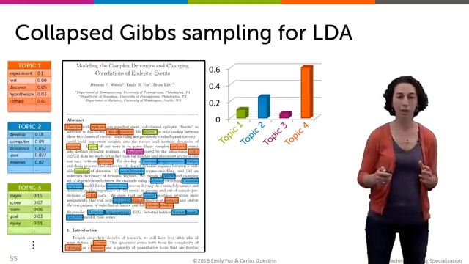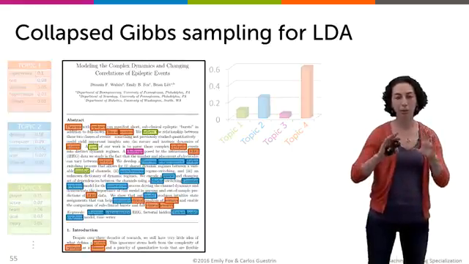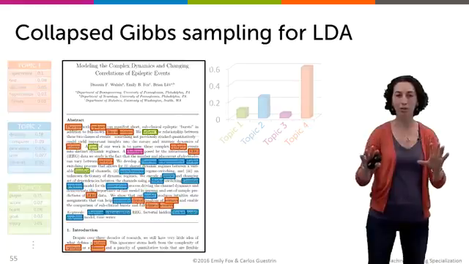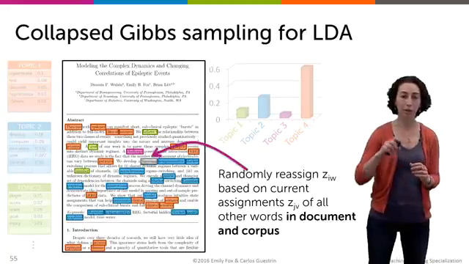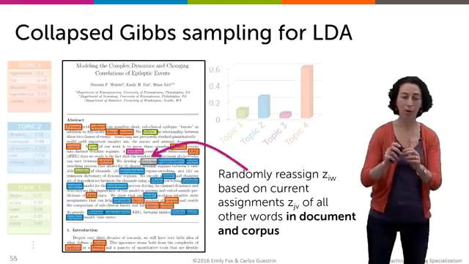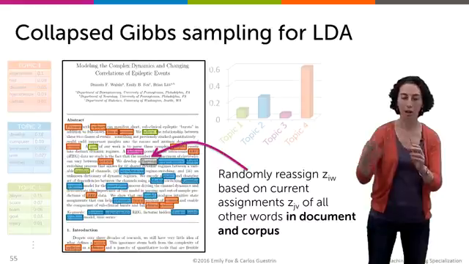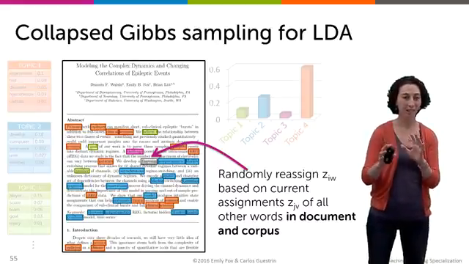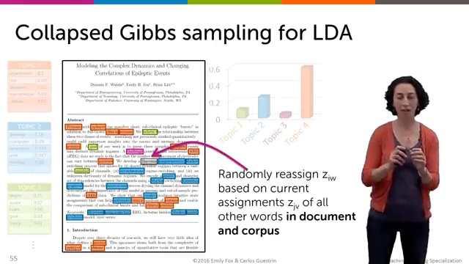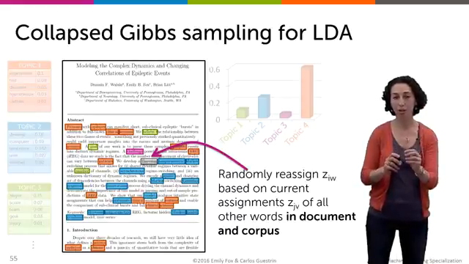So in pictures, what we're saying is that we can completely collapse away all of these model parameters and just look at iteratively resampling our word assignment variables for every word in the document and then every word in the corpus. But there is a caveat here, and that's the fact that we now have to actually sequentially resample our words given all the other words in the corpus.